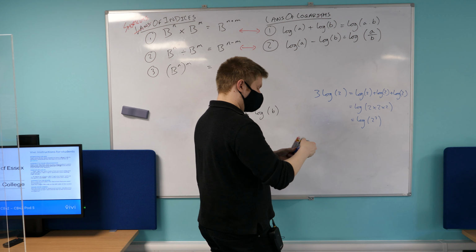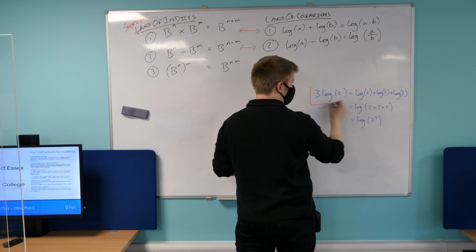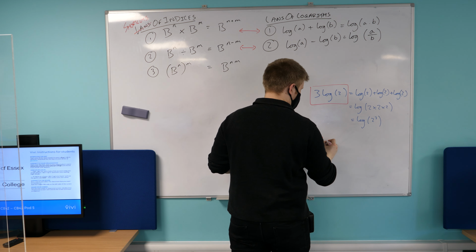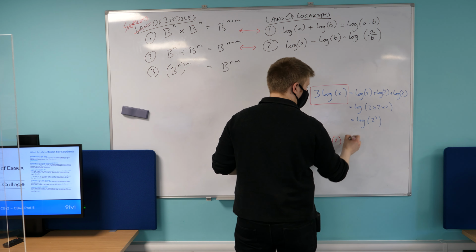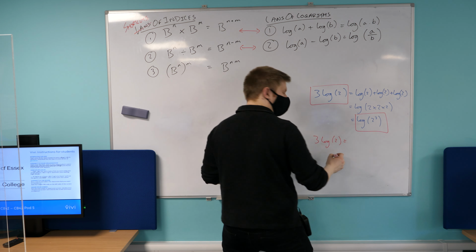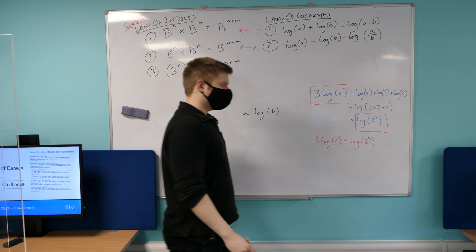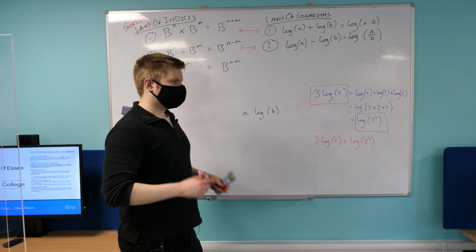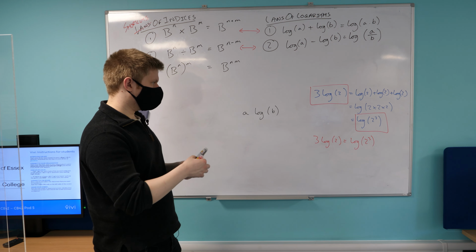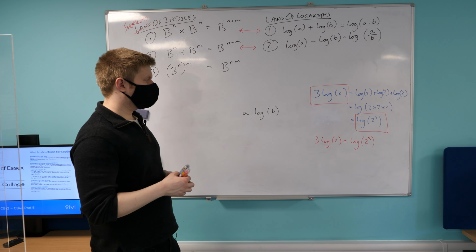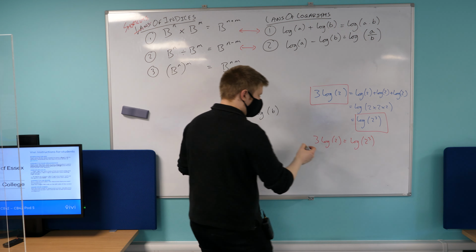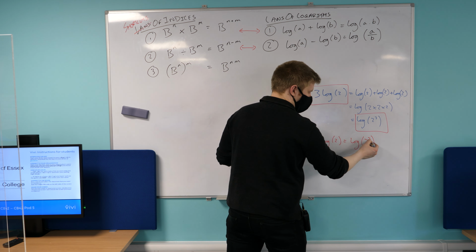So look where I started, okay? I started up here with 3 log of 2. Now I ended down here at log of 2 cubed. What do you notice? The 3 became a power. Excellent. The 3 out the front becomes the power up there.